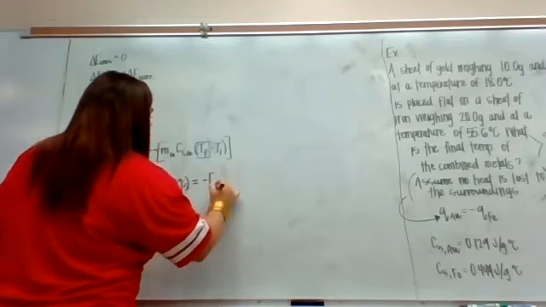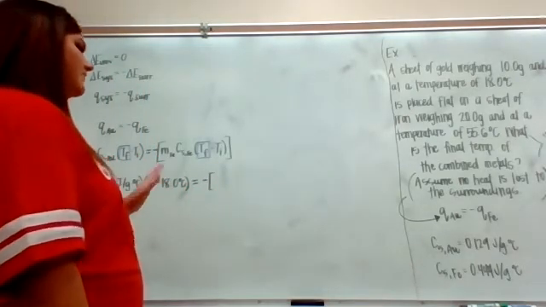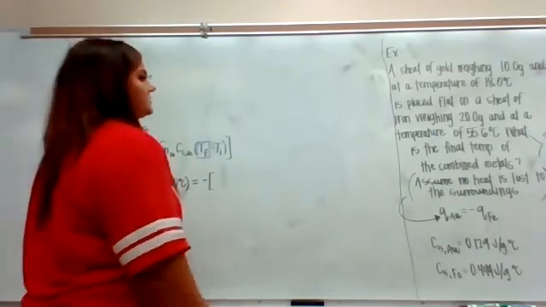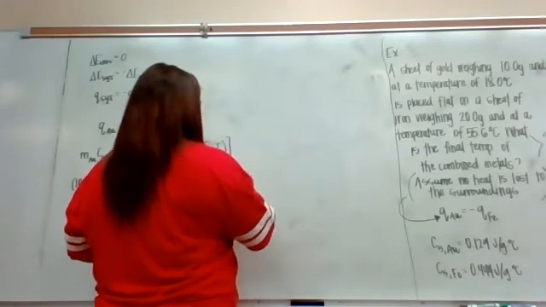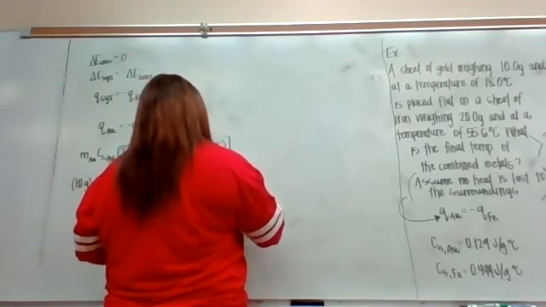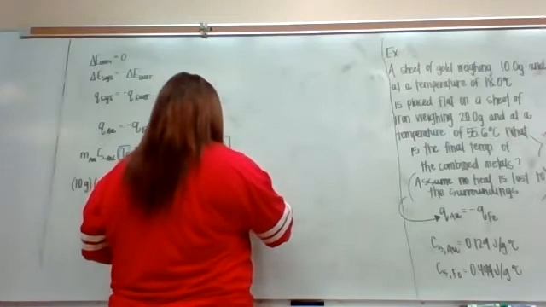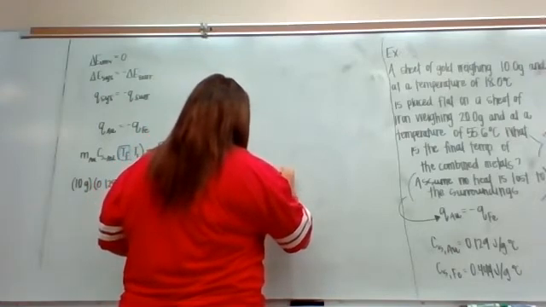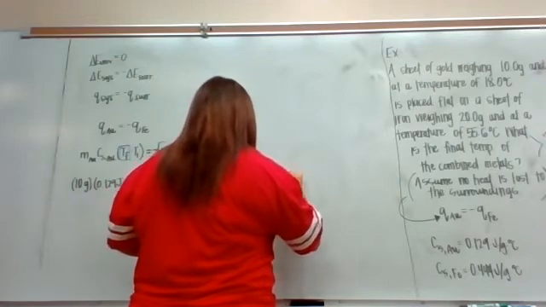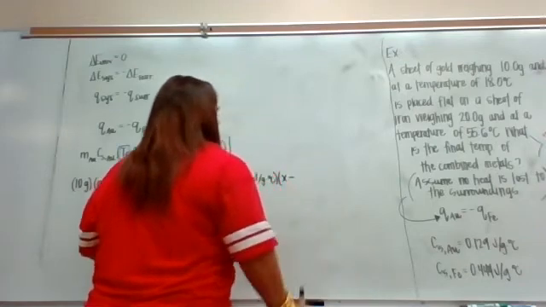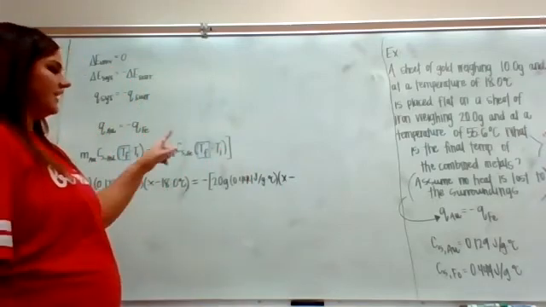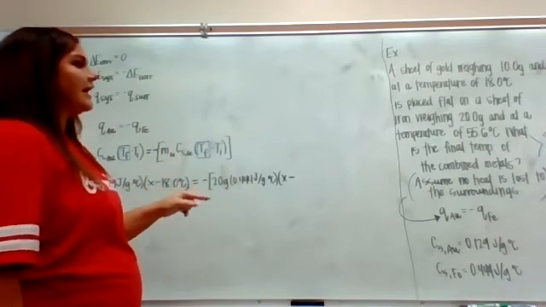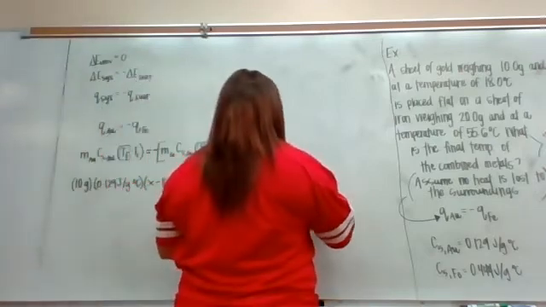And the other side, I have my negative. I'm not going to distribute that just yet. I need the mass of iron. Then the specific heat, then again TF, I'm just substituting in X. TI of the iron was 55.6.